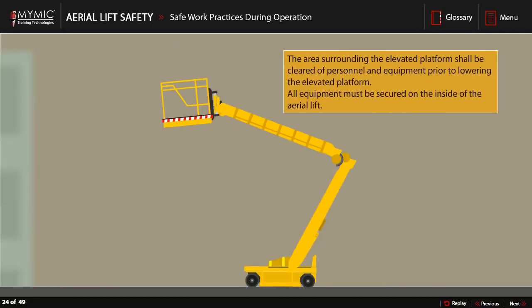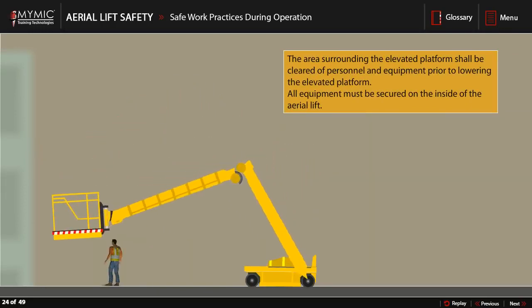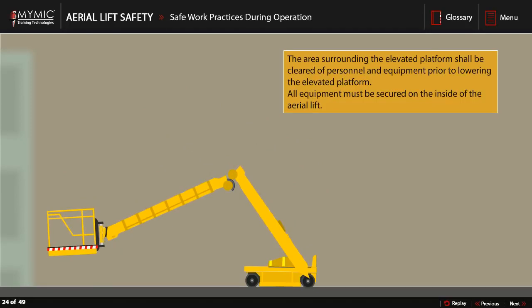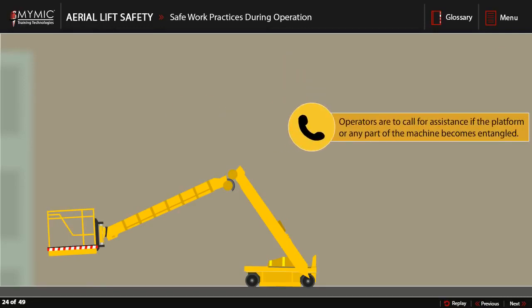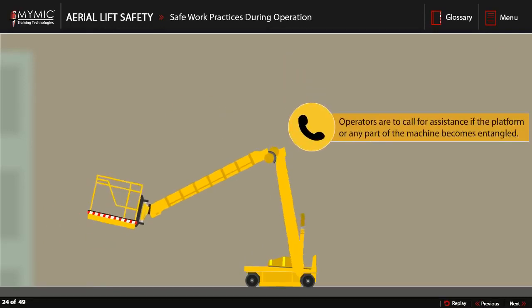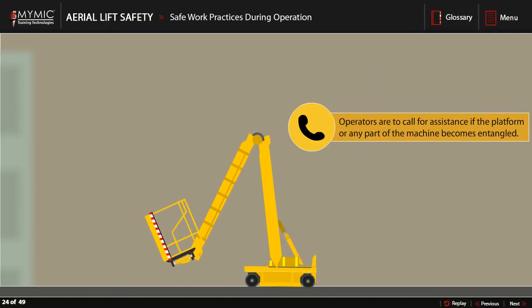The area surrounding the elevated platform shall be cleared of personnel and equipment prior to lowering the elevated platform. All equipment must be secured on the inside of the aerial lift. Operators are to call for assistance if the platform or any part of the machine becomes entangled.